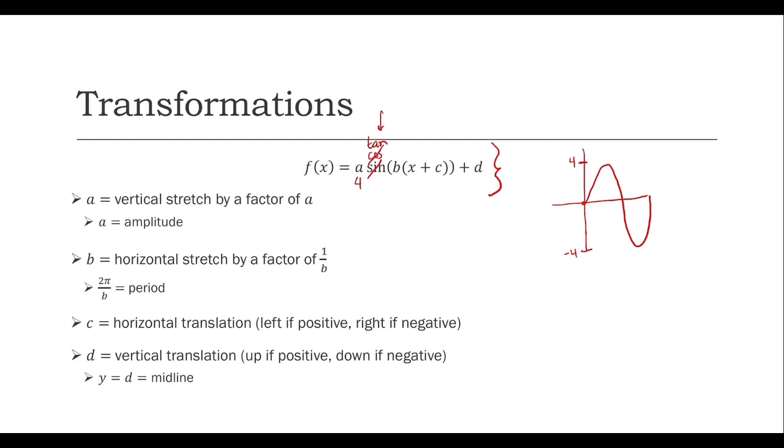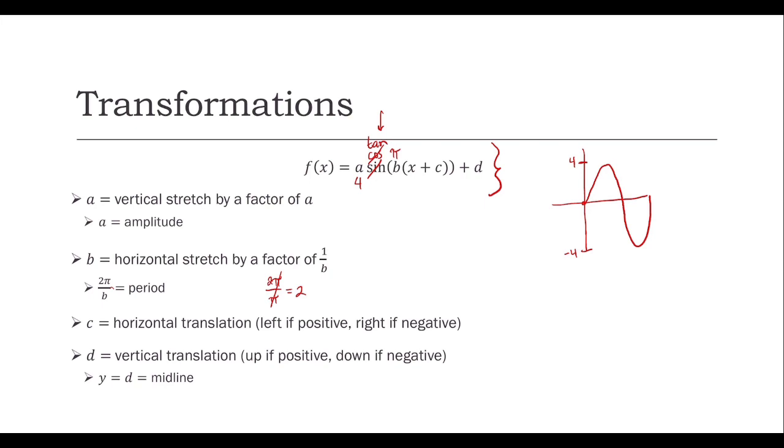Your b value would be a horizontal stretch by a factor of 1 over b. So what it would do is it would change your period, and you would do 2 pi divided by b. So if your b value was pi, then your period would be 2 pi over pi, which simplifies to 2. So that's how you would figure out what your period is from your function.